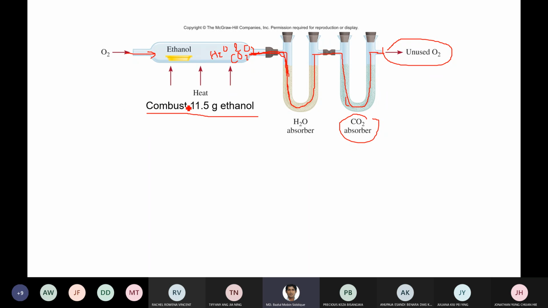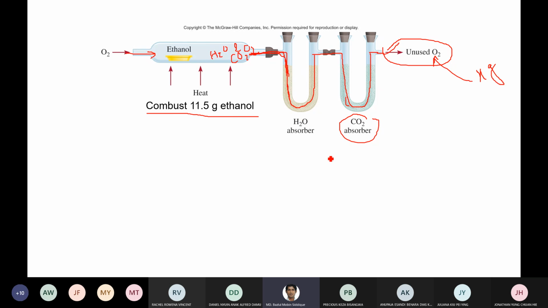The problem is giving us that we combusted 11.5 gram of ethanol. In this experiment, 11.5 gram of ethanol was combusted, and in the collected gas we have to know how much water and carbon dioxide was produced. In another way, we can find how much oxygen was produced, and from there we can also find how much of this ethanol was combusted. That is another way of doing the analysis. But for this problem, it is much easier.